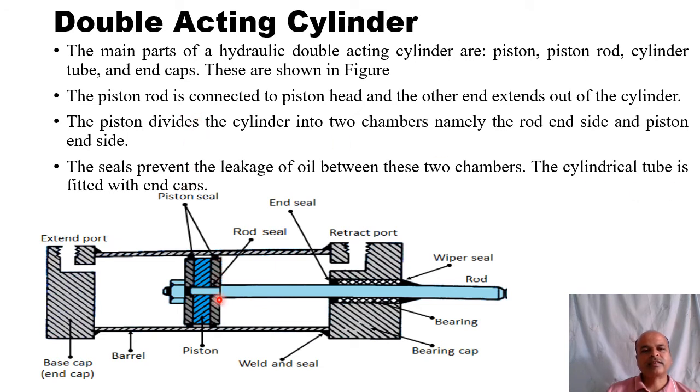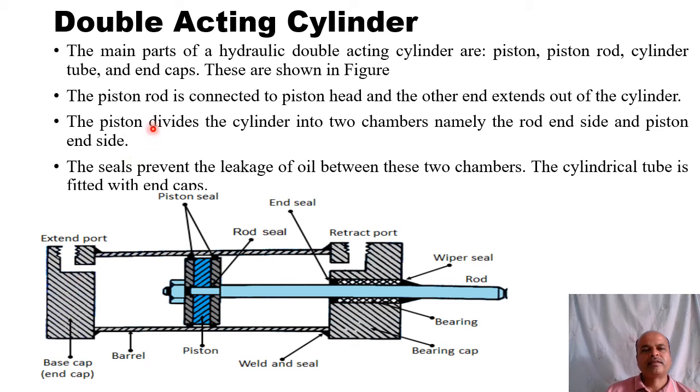So this is a constructional diagram of a double acting cylinder. The main parts of the hydraulic double acting cylinder are piston rod, cylinder tube and end caps. So this is a piston, rod seal, piston seal, end seal, then wiper seal, then bearing cap, weld and seal as shown in this diagram, and this is a base cap.